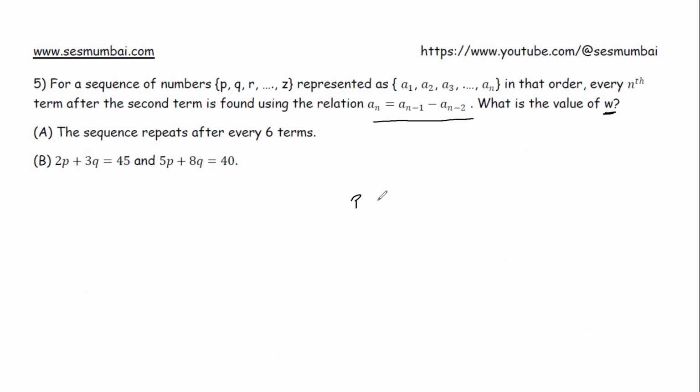So we have P, Q, R, S, T, U, V, W, and then X, Y, and Z. Okay, so there are 1, 2, 3, 4, 5, 6, 7, 8, 9, 10, 11. There are 11 terms out here.